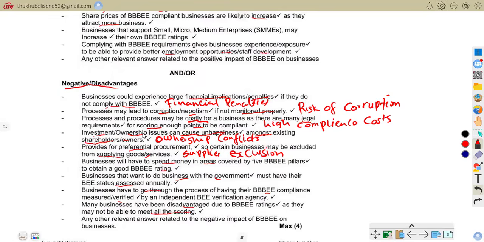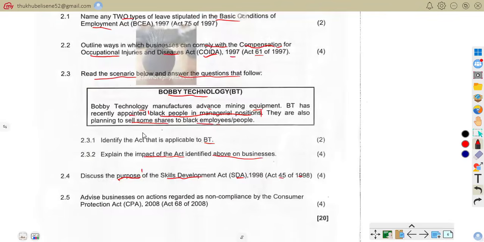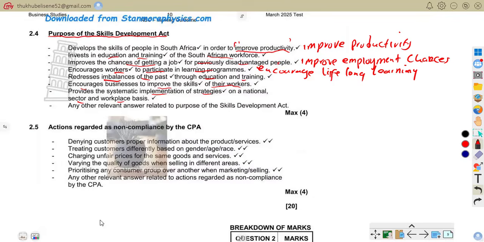So now let us hear the question for 2.5. Advise business on actions regarded as non-compliance by the Consumer Protection Act, CPA 2008, Act 68 of 2008. So we are talking of non-compliance with the Consumer Protection Act. That's what you're going to mainly look at. So here we are on actions regarded as non-compliance by the Consumer Protection Act.